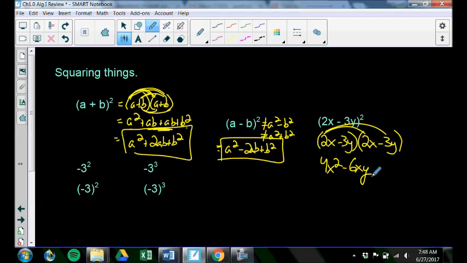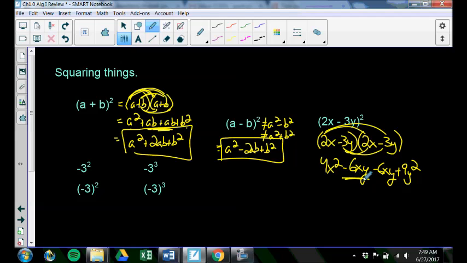You need like terms to add and subtract, but not to multiply. I'm sorry, I said common denominators. You need like terms. So 2x and 3y are not like terms, but you can still multiply them. You can multiply anything. You can't add 2x and 3y because they're not like terms, but you can multiply them. So next, negative 3y times 2x is negative 6xy, and negative 3y times negative 3y is positive 9y squared.